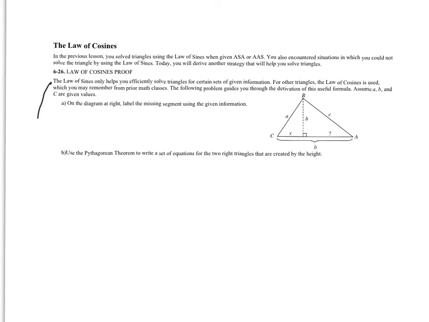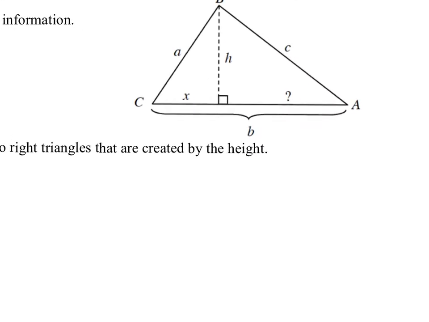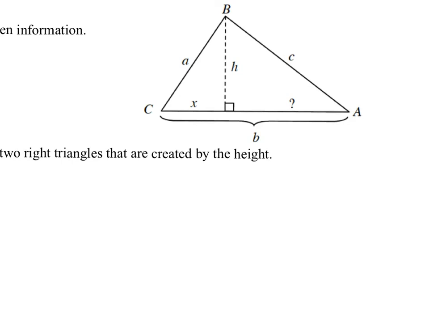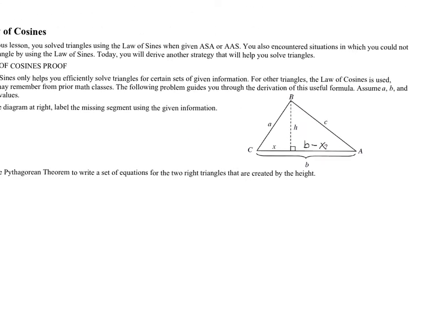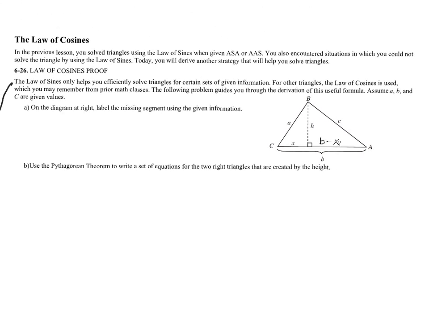So starting out, I got this question mark, and if I zoom in, the overall length from A to C is b. This length over here is x. Therefore, the question mark has to be b minus x. We don't have anything else to find.